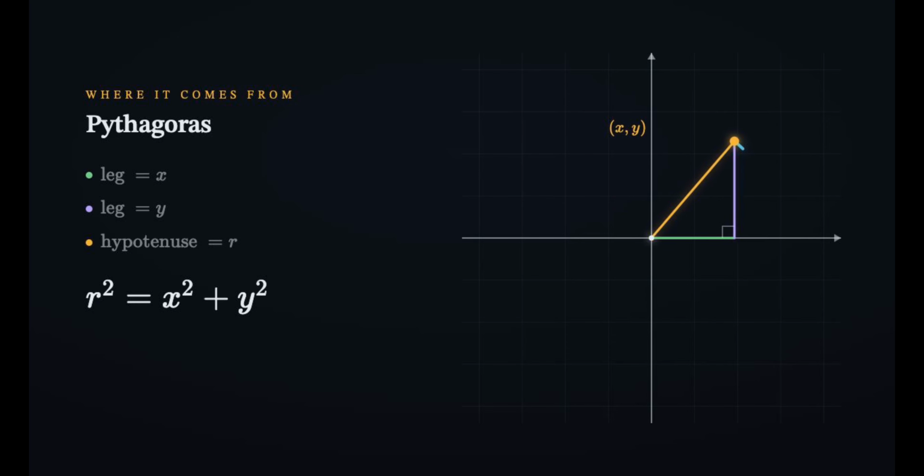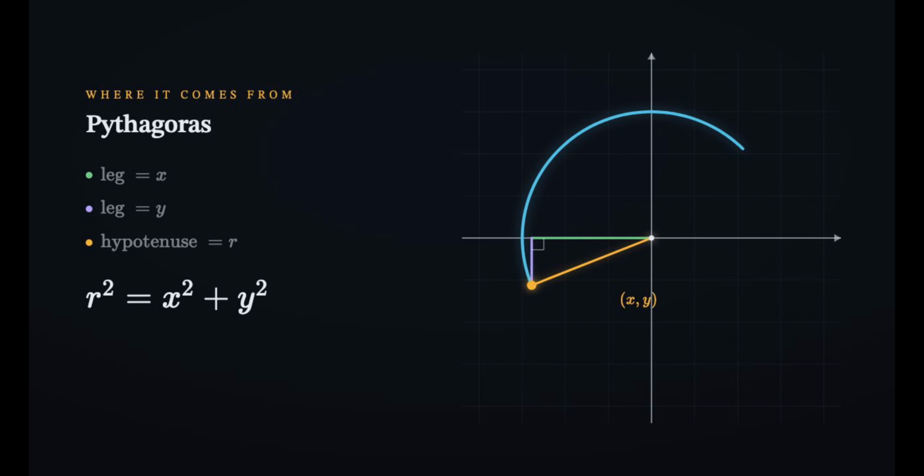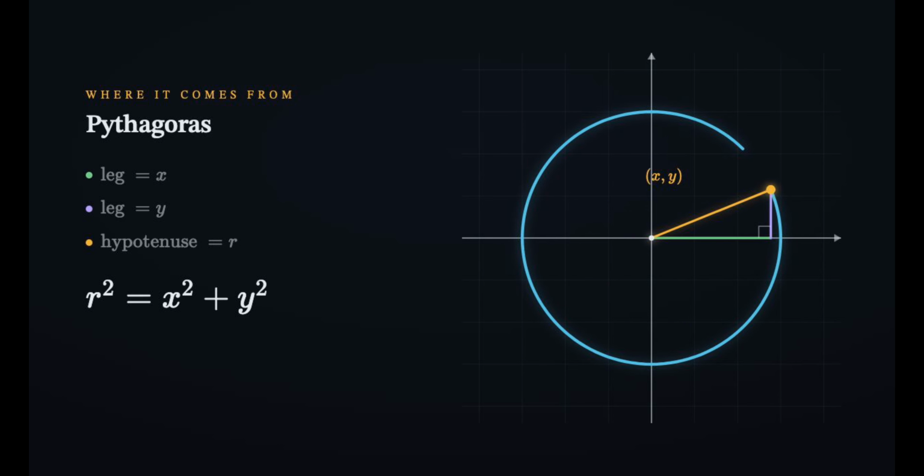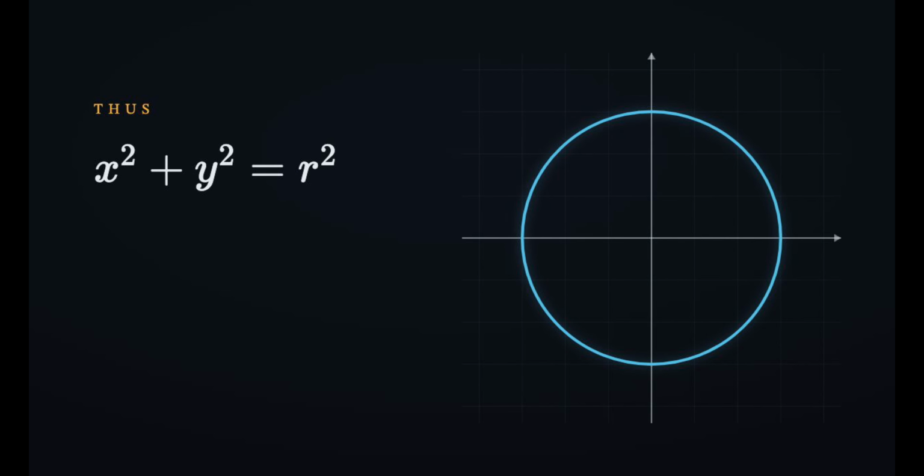And if we set r to a constant, that means we can only choose points that give a triangle whose hypotenuse is that value. But as the hypotenuse is the distance from the origin, that means all the points have the same distance to the origin, hence a radius which is the same all the way around a circle. That is where the equation of a circle comes from. Thus, x squared plus y squared equals r squared. The circle center is 0, 0, and the radius is r.